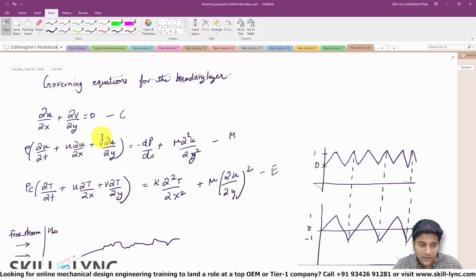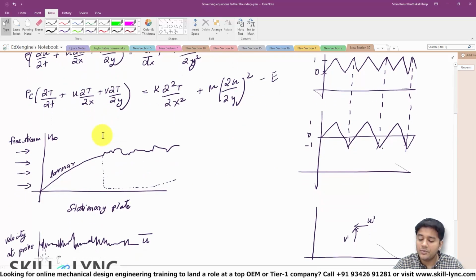So DNS is a technique where people take the Navier-Stokes equations and solve it, and they're able to capture everything, including turbulence. So then why do we need a turbulence model? Well, here is a simple example.